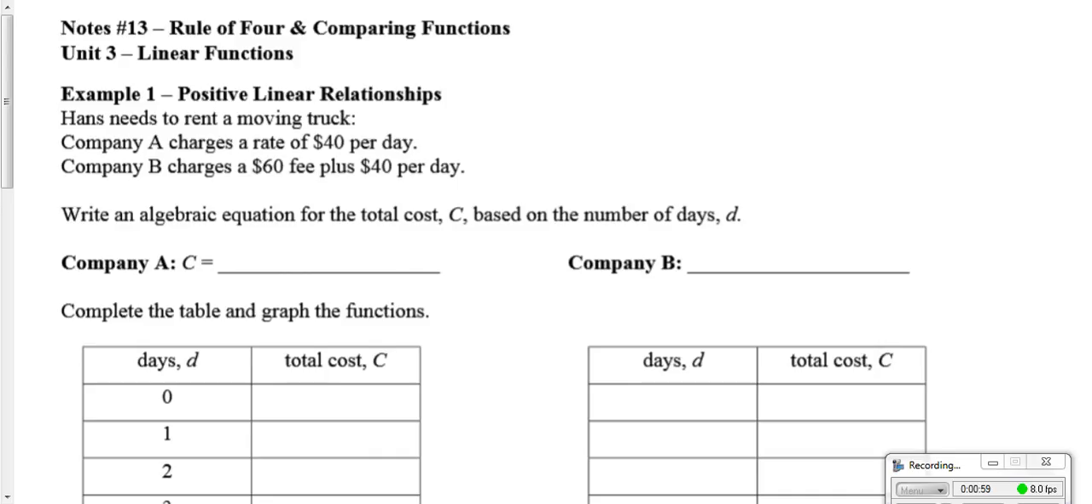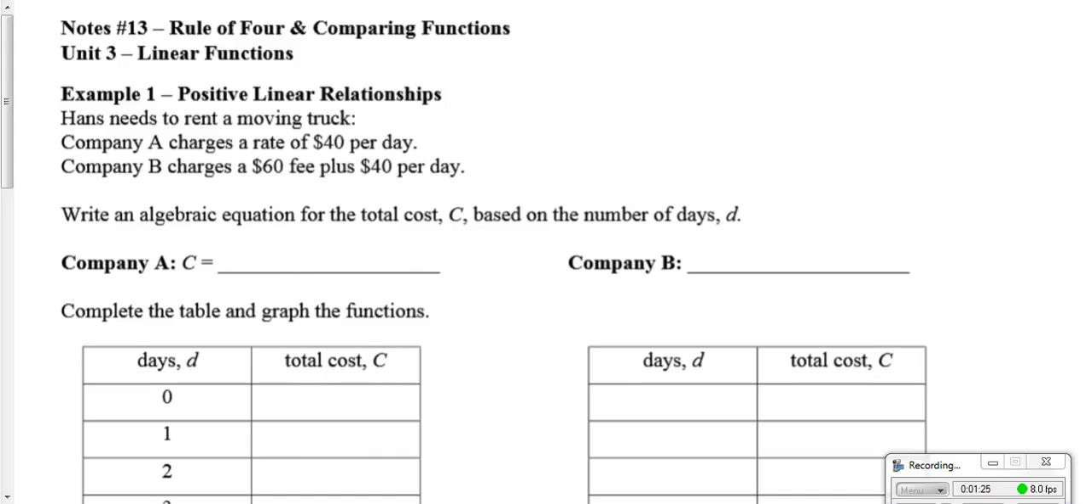So if we start with this first example, Hans needs to rent a moving truck. Company A has a rate of $40 per day. Company B charges a $60 fee plus $40 per day. So this is like the story problem part of this one. We're going to write an algebraic equation for the total cost, C, based on the number of days, D.